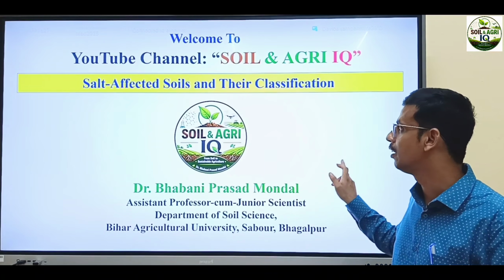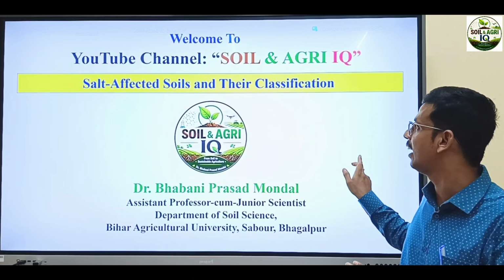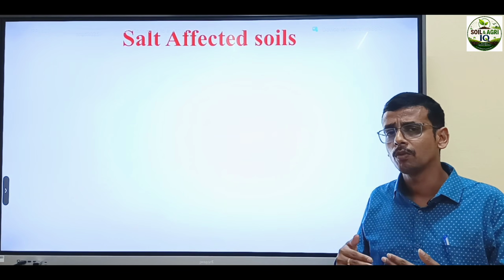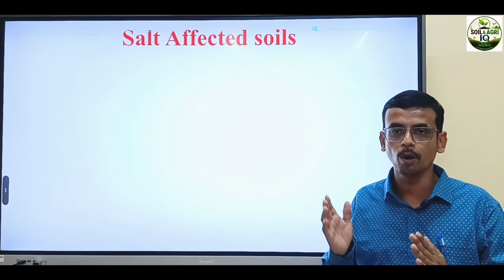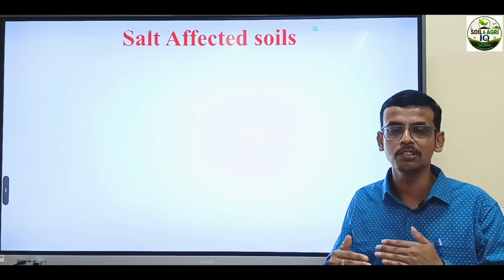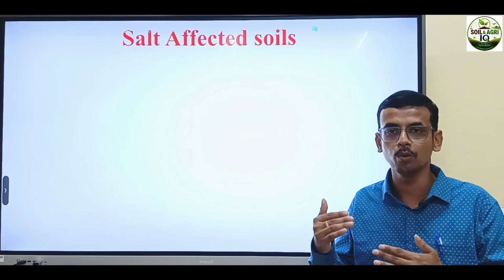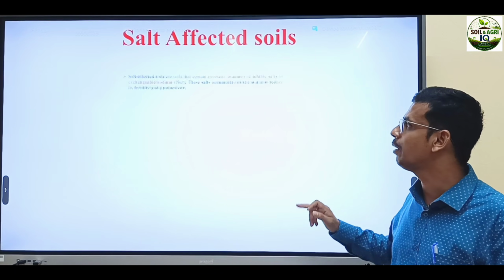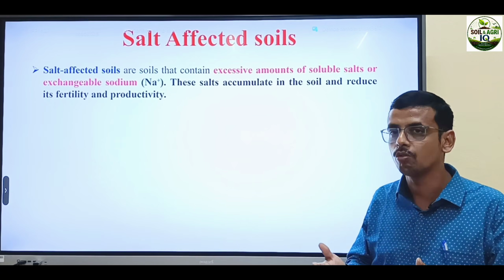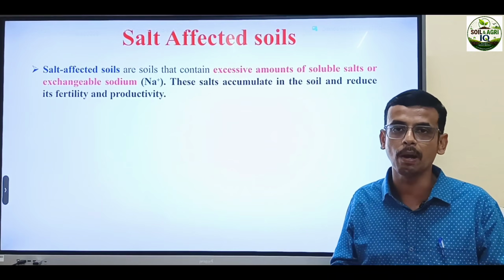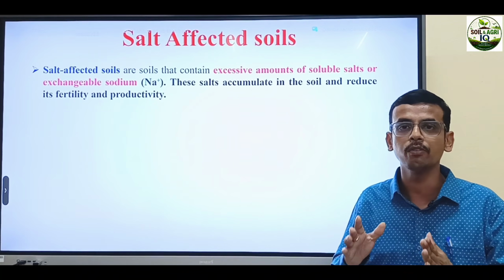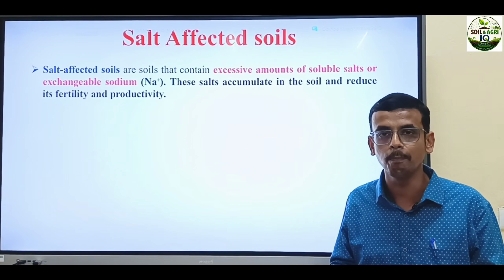So let's begin today's topic on salt affected soil and their classification. So first question, what are salt affected soils? From the name itself we understand they are soils which show the accumulation of soluble salts. Salt affected soils are those soils which contain an excessive amount of soluble salts, or which may contain exchangeable sodium in the exchange complex of the soil.